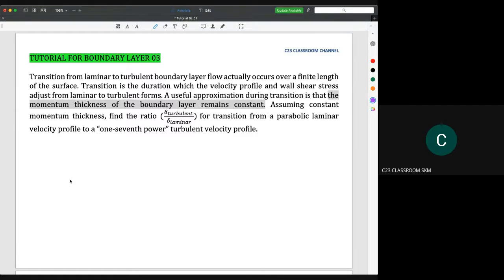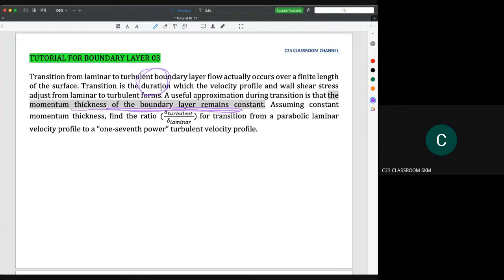So in this question, they try to trick you. If you read the question very well, I think you could answer the question. First, it tricks you that the momentum thickness of the boundary layer remains constant. This is the important trick in this question. So it's talking about the transition and so on.